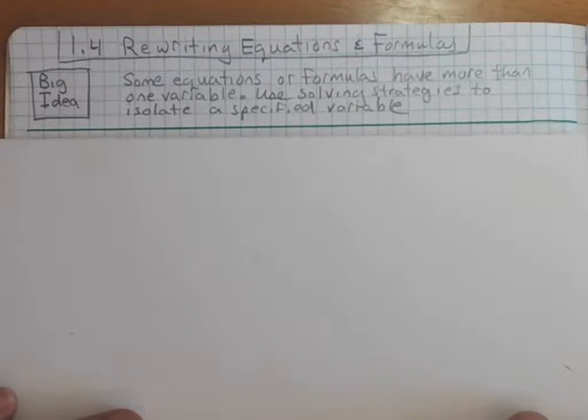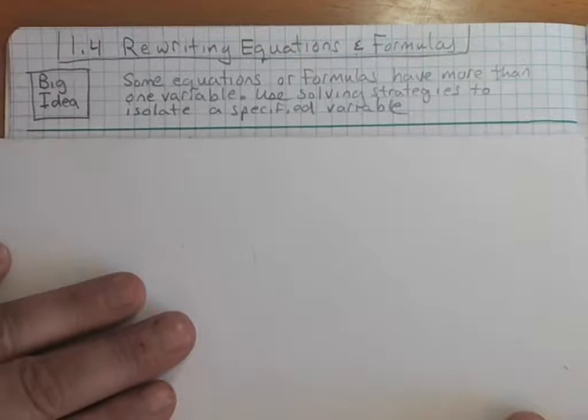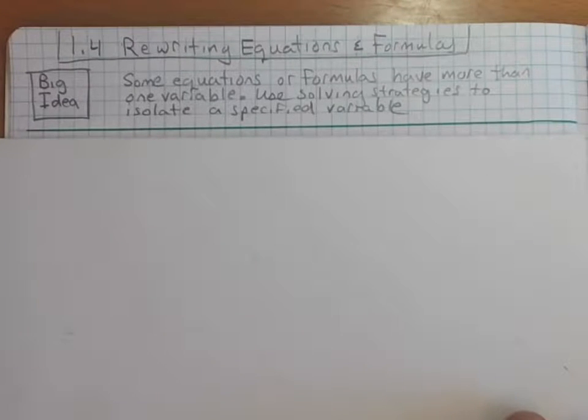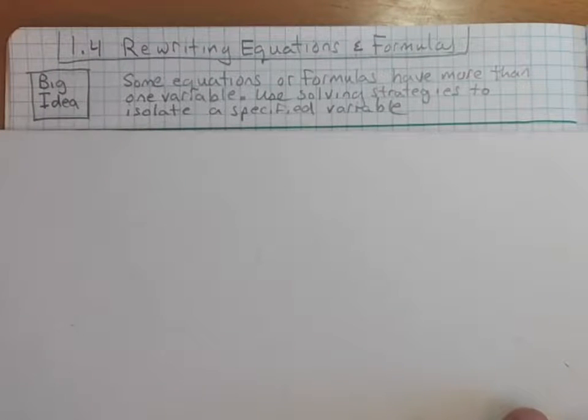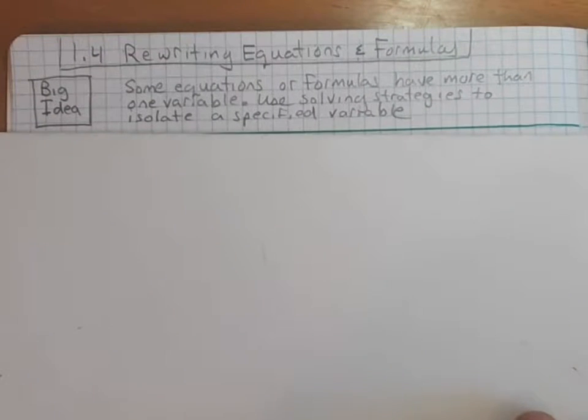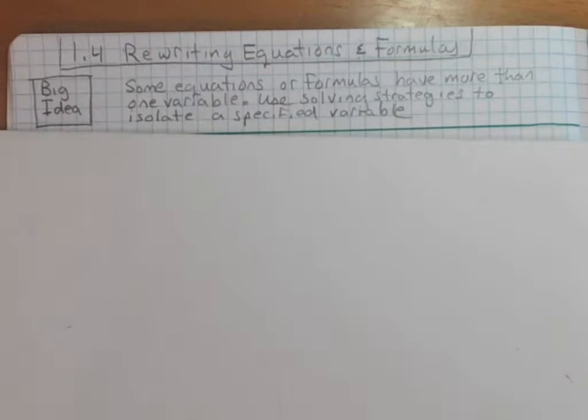This is the last lesson for this unit, and we're going to learn how to rewrite equations in formulas. Sometimes you'll have to deal with equations that have more than one type of variable. Perhaps it has both a y and an x, and you can't combine them, but maybe you need to get one of them by itself. Formulas are typical for that need. So how do we do that?